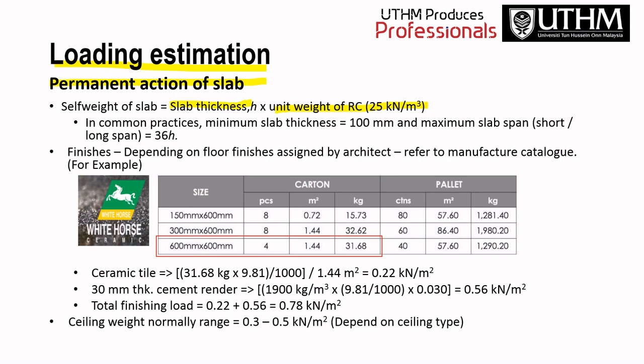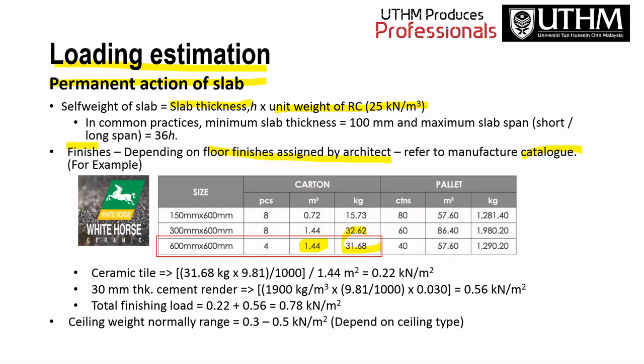The maximum slab span should be not more than 36h. And for finishes, what is finishes? Finishes depend on the floor finishes assigned by the architects. Refer to the manufacturer catalogs. For example, if you use White House ceramics, 600 millimeter times 600 millimeters, the box covers 1.44 meter square, and the weight is 31.68 kg for the tiles. So the ceramic tiles are 31.68 kg times 9.81 over 1000, converting kg to kilonewton, over 1.44 meters square. So you can convert it to every 1 meter square, because this load is for this meter square.